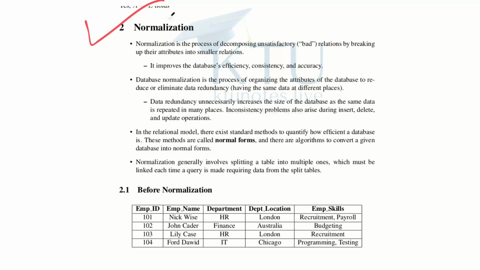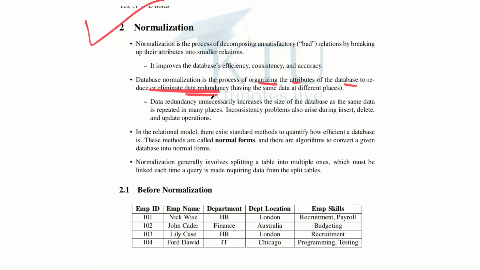So you have to understand that we would have a very unsatisfactory bad relation table, and we will break its attributes into smaller tables. This would help us to improve our database efficiency, consistency and accuracy. Database normalization is the process of organizing the attributes of the database to reduce or eliminate data redundancy. That means having the same data at different places. The data redundancy means you are having the same data at different places.